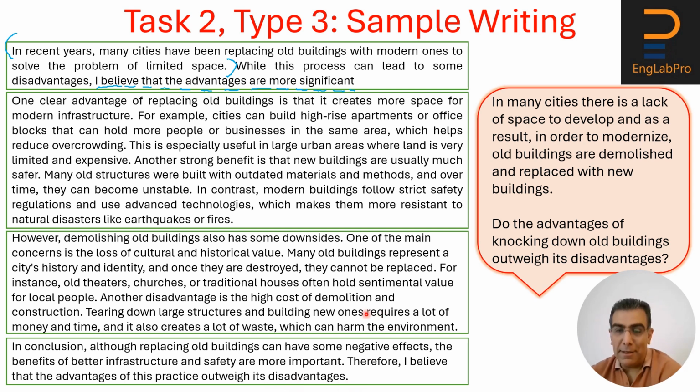So again, I summarize. I paraphrased the question in the first paragraph, in the introduction, and I mentioned that the advantages are more. In the second paragraph, I mentioned 2 advantages, and I have actually expanded both of them. In the next paragraph, the second body paragraph, I started it with however, and then I mentioned 2 disadvantages, and I expanded both of them again.